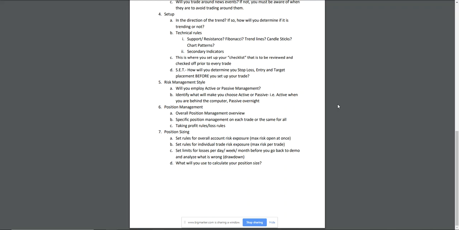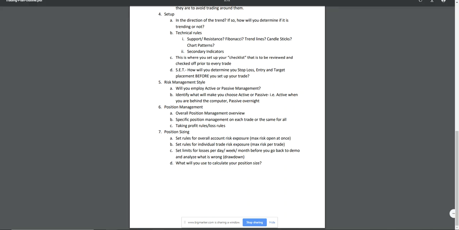And then your position sizing is where you set your overall account risk exposure. So that's where you have your individual risk. Say you want to risk 2% per trade, but then you should have an overall account exposure. So if you're risking 2% per trade, okay, that's good. You'll never risk more than 2% at a time. But if you take 10 trades at once, you're risking 20% of your account. You don't want to do that, right?